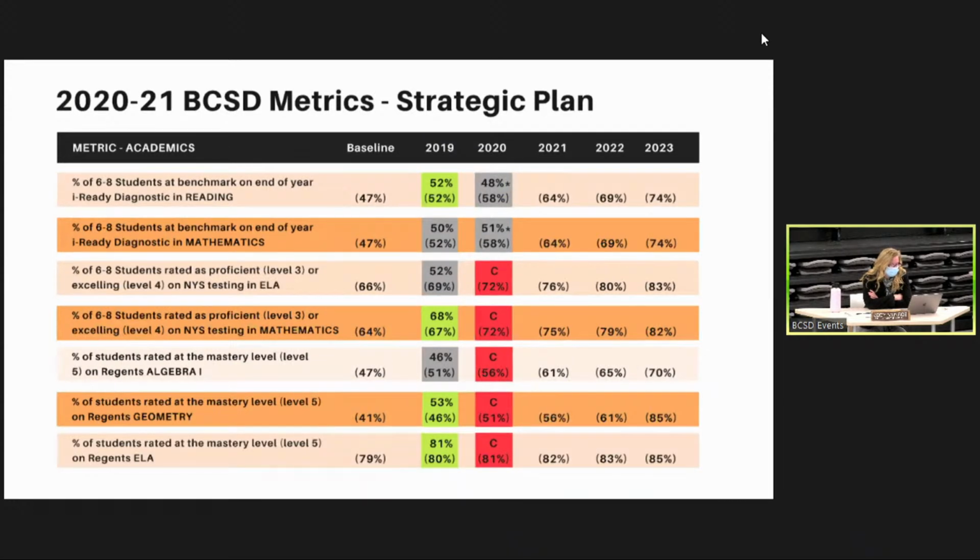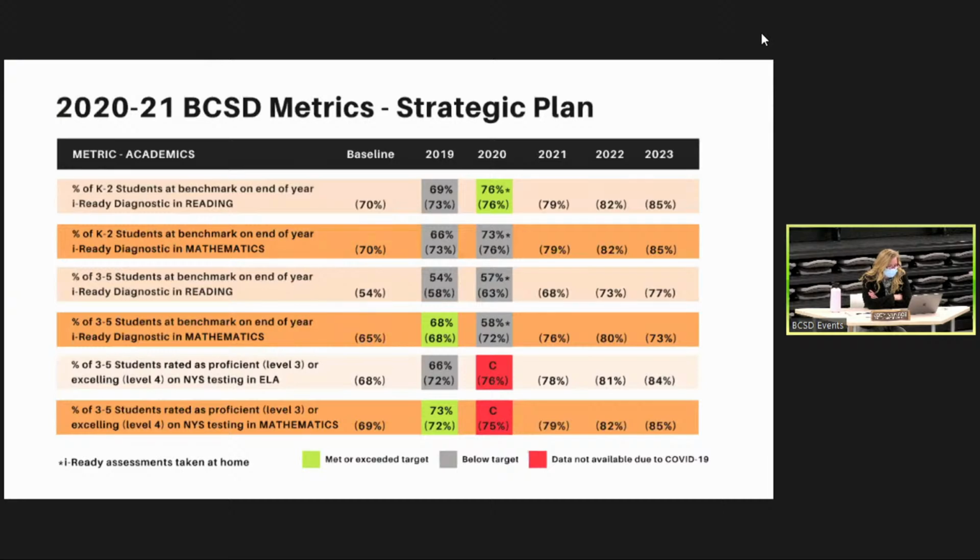The next one's just a continuation of iReady, as well as some of the 3 through 5 assessments. Again, they're mixed. Some of the areas we met and some of them we did not meet. And some are COVID related again.